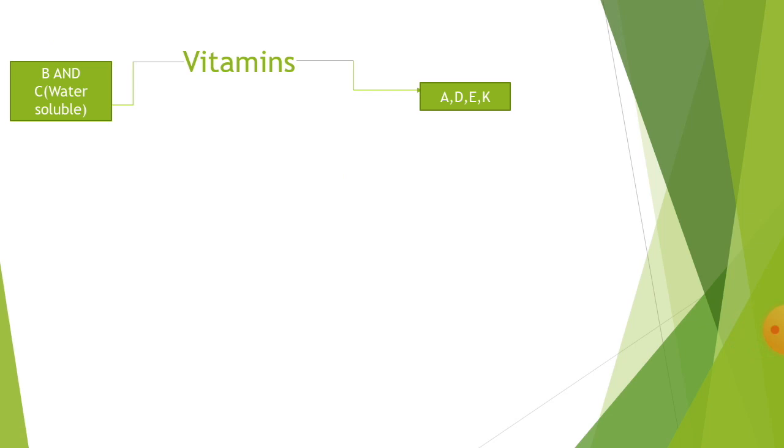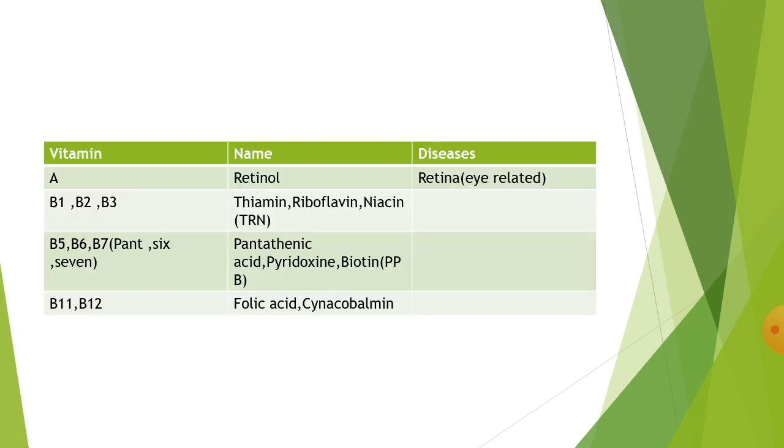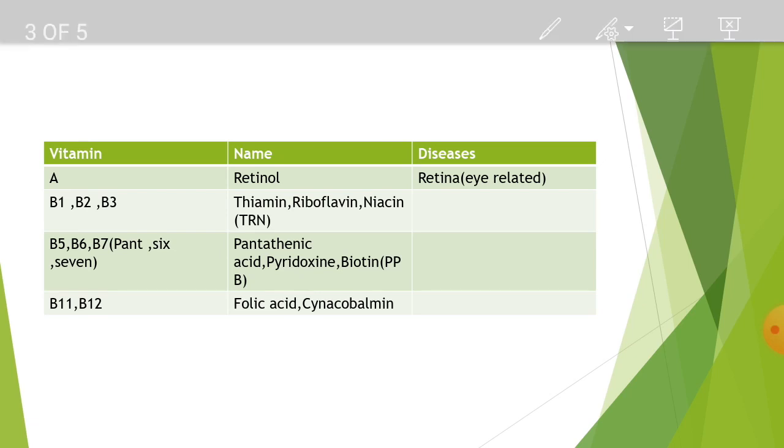So there are two types of vitamins, water soluble and fat soluble. In water soluble, vitamin B and C come, whereas in fat soluble, A, D, E, K. So let's try to remember the names. So here are the names of the same.